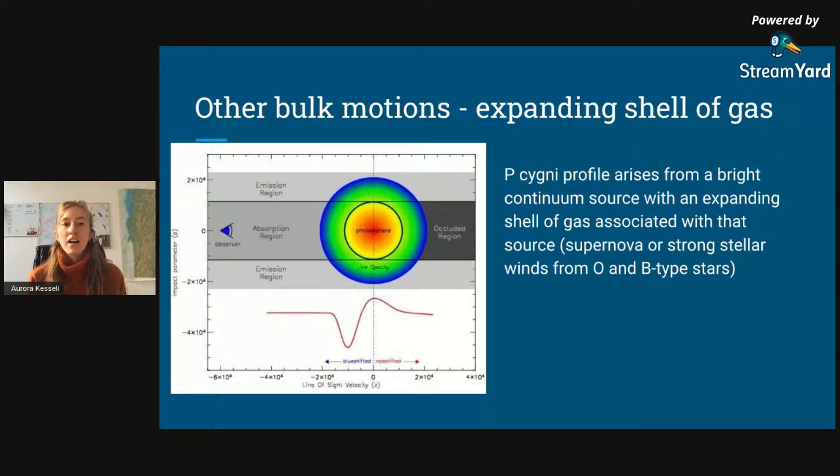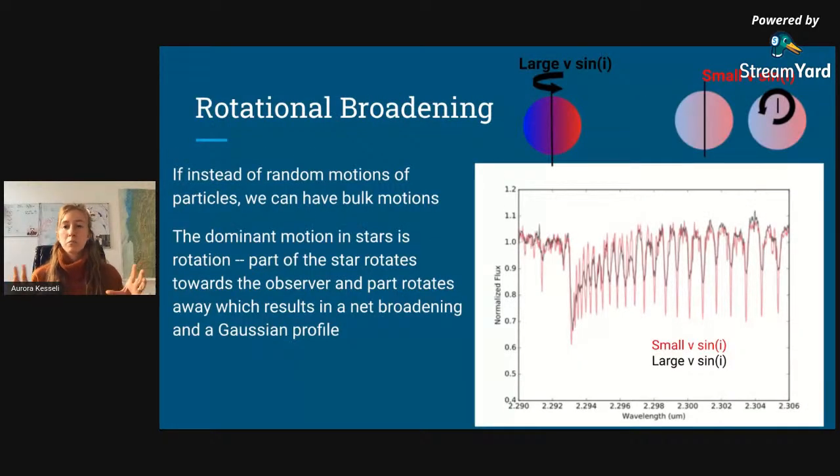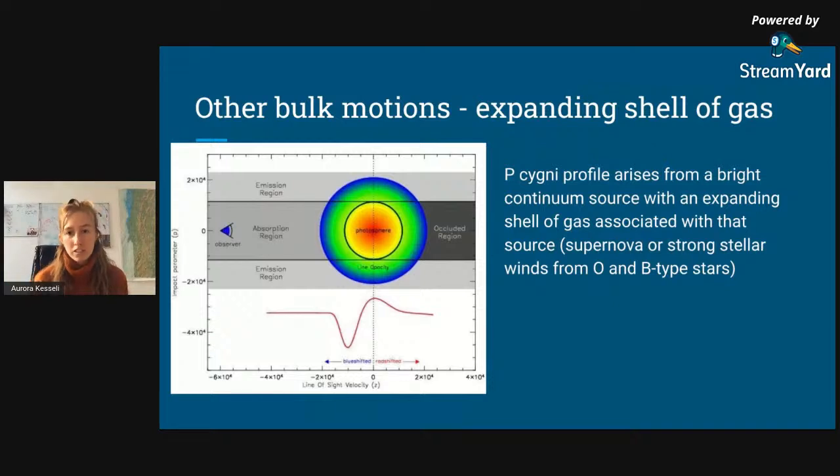And so there are other line profiles that you can get from bulk motion. So here, rotational broadening, it's the bulk motion of the star, not random motions of the particles in the star. So another interesting shape that you can get is something called a P Cygni profile.